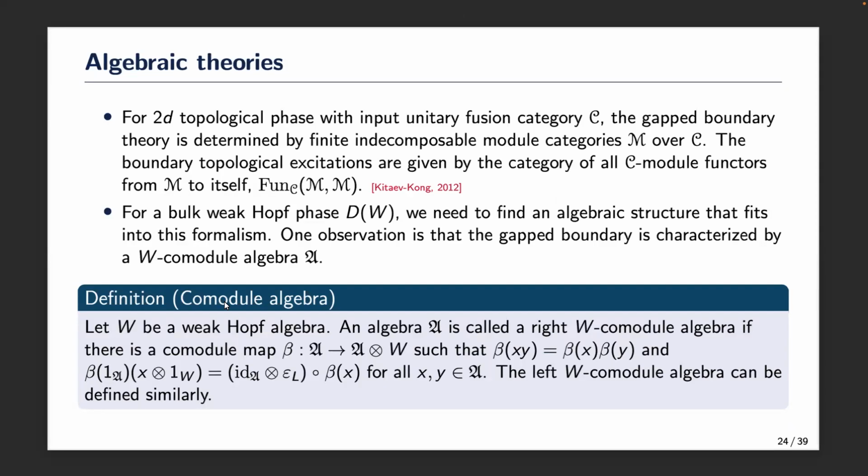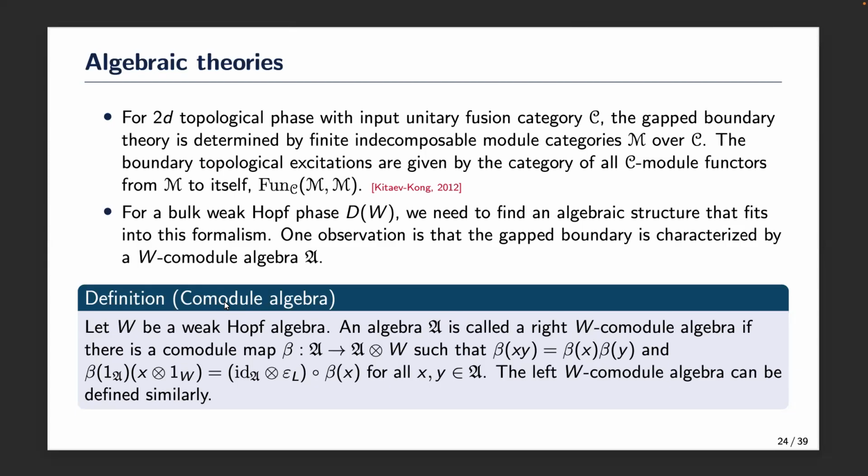Let me move on to the third part, where we will say something about the boundary theory. For a 2D topological phase with input fusion category C, the gapped boundary theory is determined by a finite dimensional indecomposable module category M over C. The boundary excitations are given by the category of all C-module functors from M to itself. This is a general theory, and we will use it to study our concrete example.